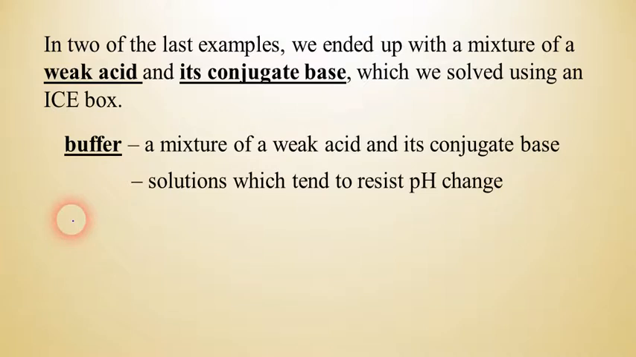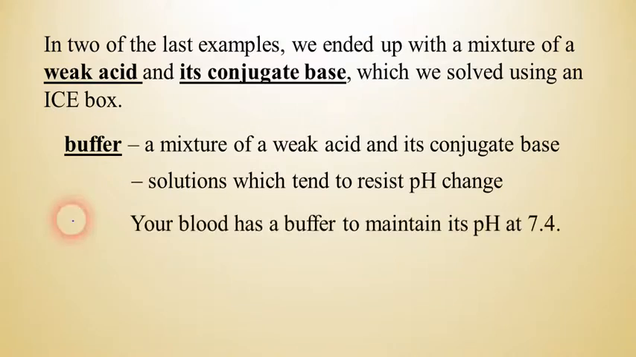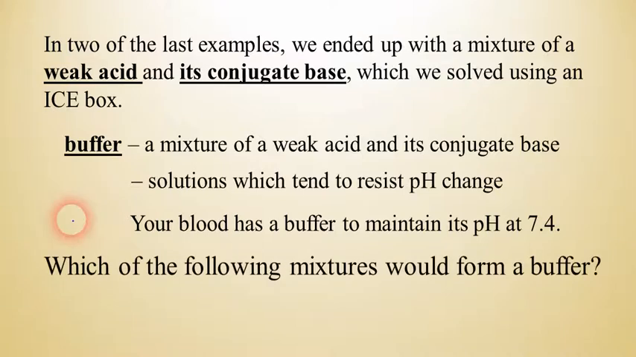A good example of a buffer would be found in your blood. You have a buffer inside your blood that maintains your pH around 7.4. That's a physiological pH in the human body. So that means that you can drink a Coca-Cola, for example, which has a pH of less than 3, and it's not going to give you acidosis and hurt you in the long run. So if you see a solution that has a weak acid and a conjugate base, you know it's a buffer.